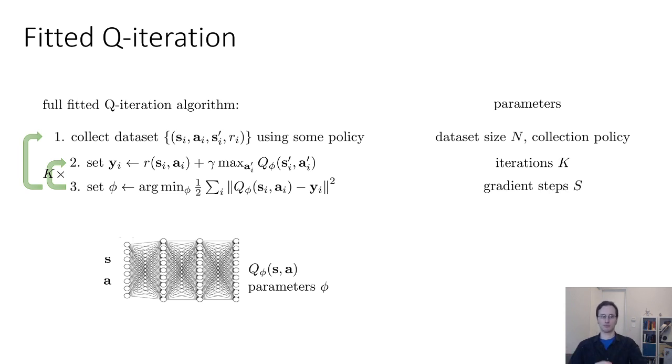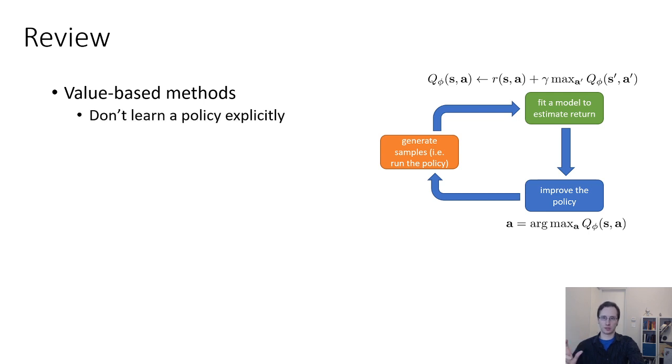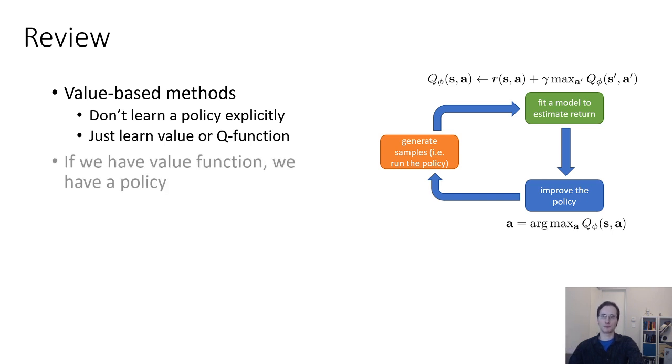All right, so to review this portion of the lecture, we discussed value-based methods. Value-based methods do not learn a policy explicitly, they just learn a value function or a Q function represented as a table or a neural network. If we have a value function, we can recover a policy by using the argmax policy. We talked about how fitted Q iteration removes the need for us to need to know the transition probabilities, and we discussed this kind of generic form of the fitted Q iteration algorithm.